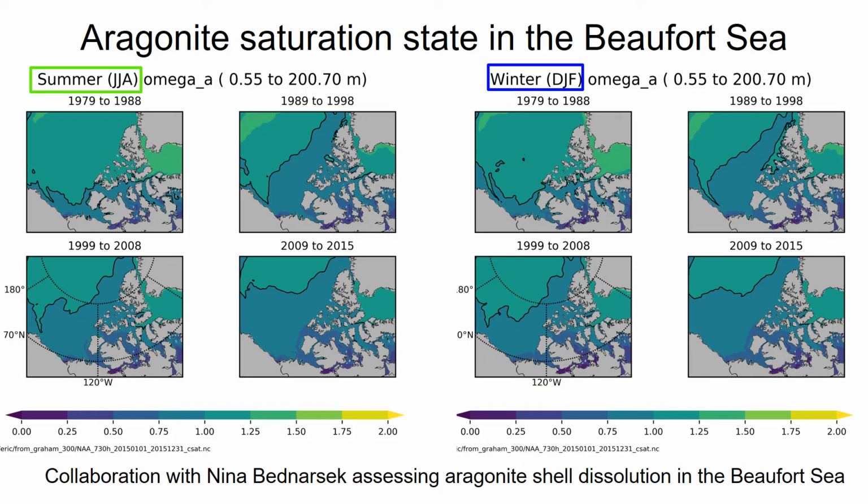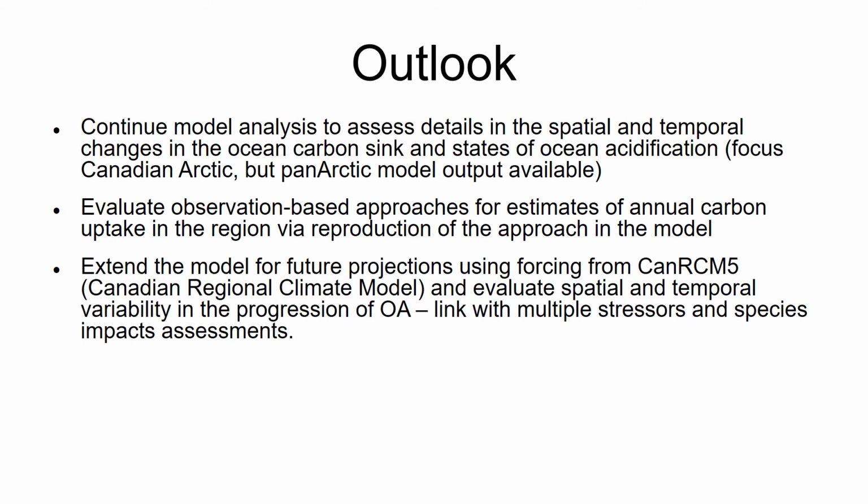Lastly, I'd like to present the aragonite saturation state in the Beaufort Sea. This is being used for both summer and winter in a collaboration with Nina Bednarsek, who's assessing the aragonite shell dissolution in the Beaufort Sea. So this is just one example of how this data set can be used in other contexts. So lastly, where is this work going?